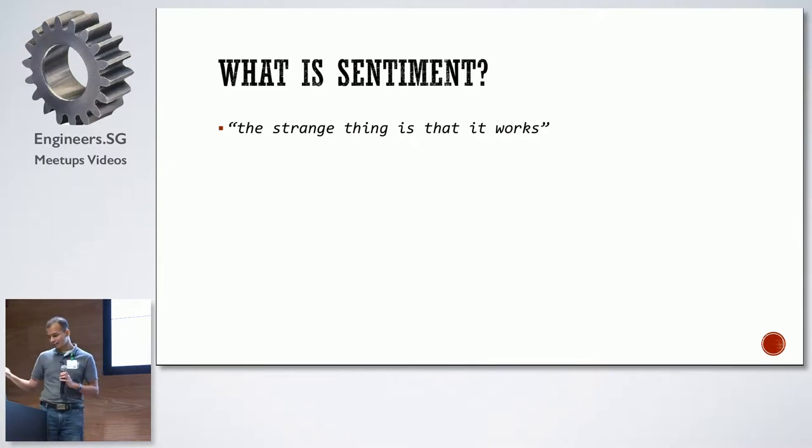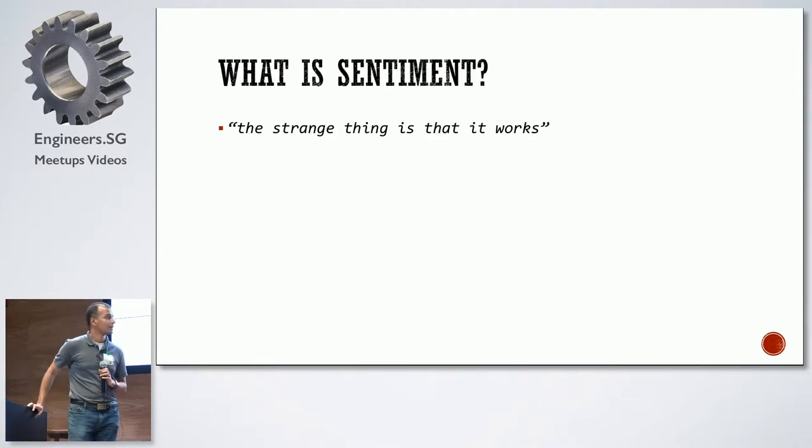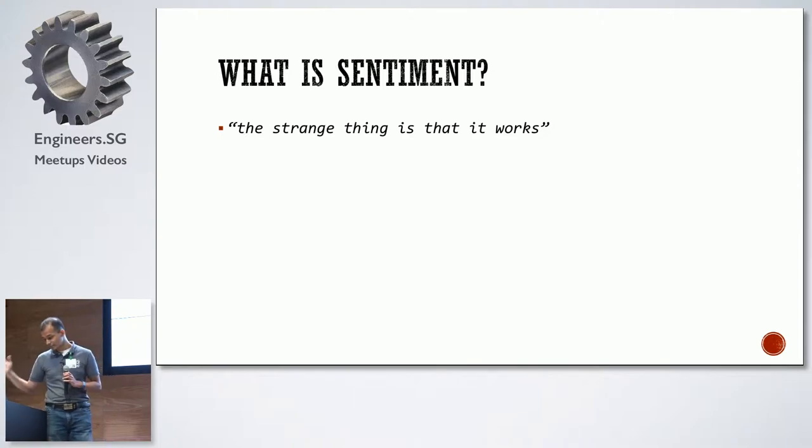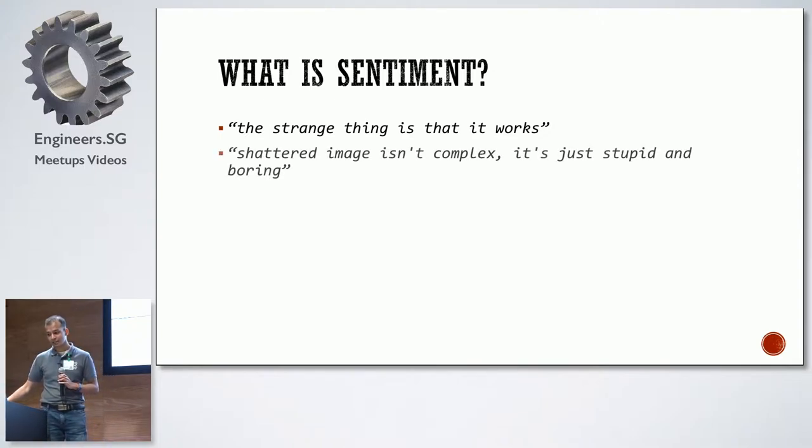These are sentences that I took from a data set. This one is actually quite neutral, if you say, but it is classified as positive. Something like "shattered image isn't complex, it's just stupid and boring" is obviously negative.